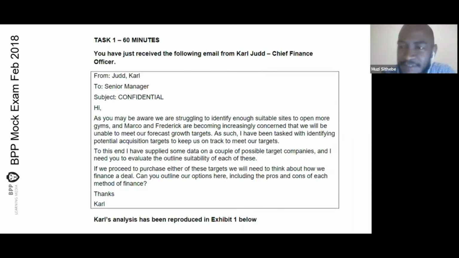You basically have debt and equity. There are different instruments under that, but then you have to give the pros and cons of each method of finance. Very important to see that we've answered every part of the question. Firstly, outline the options, debt, equity, and also include the pros and cons of each method of finance. You with me?